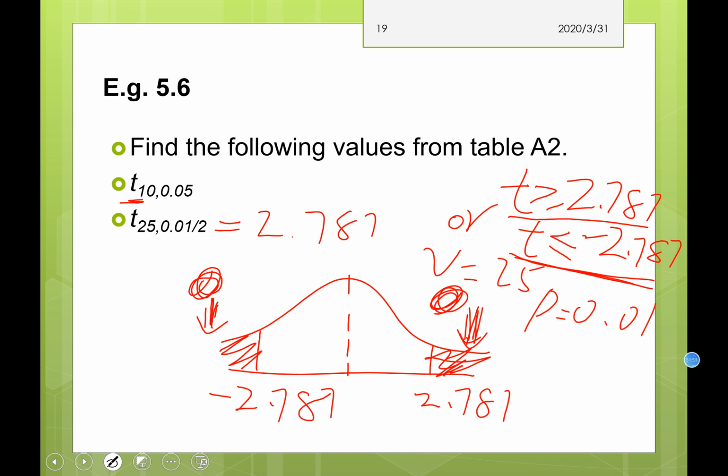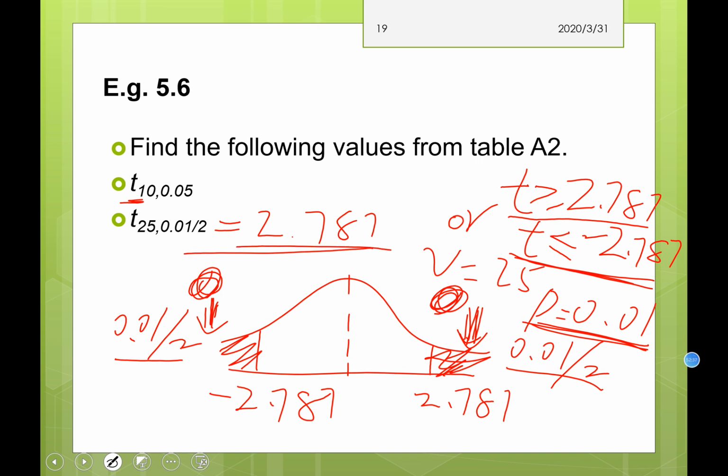So the probability of the left part is half of 0.01, and the right part is 0.01 over 2. They are the same. And if we sum these two parts up, we will find that the whole probability is 0.01. So when we are talking about the two-sided t distribution, that means outside the two t-values, negative and positive, for example outside negative 2.787 and positive 2.787, the probability should be 0.01.